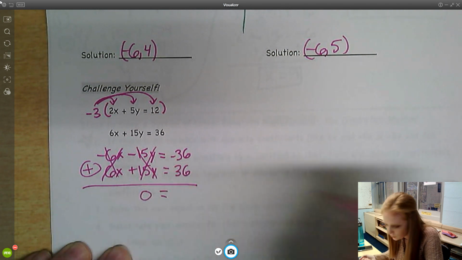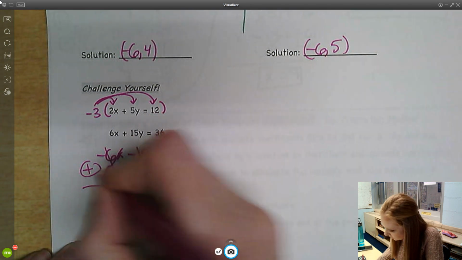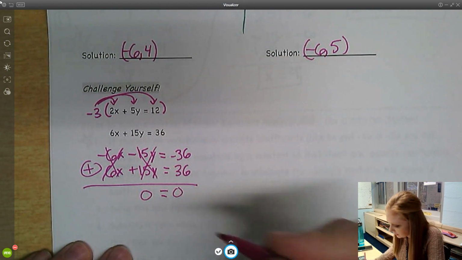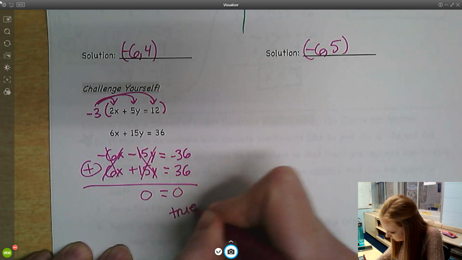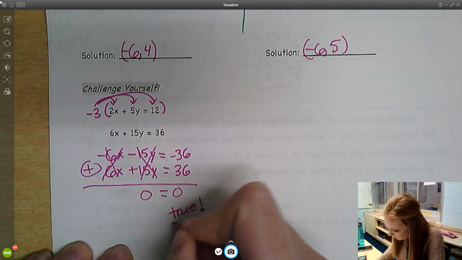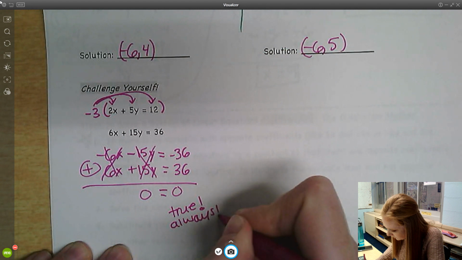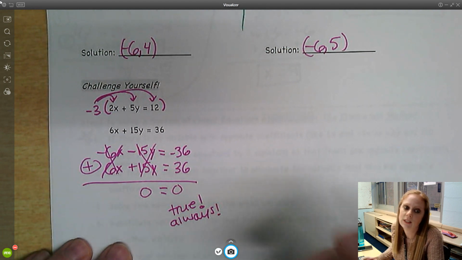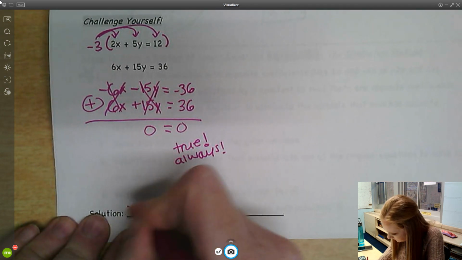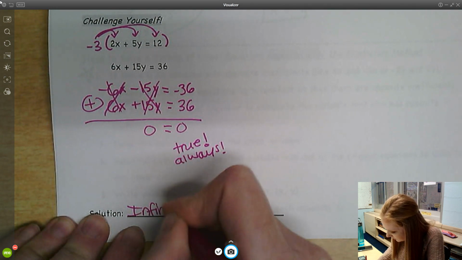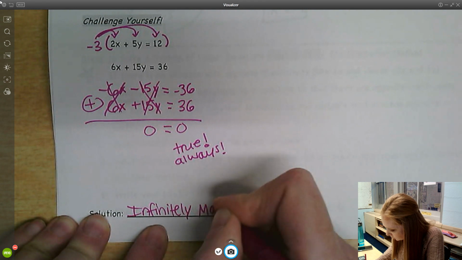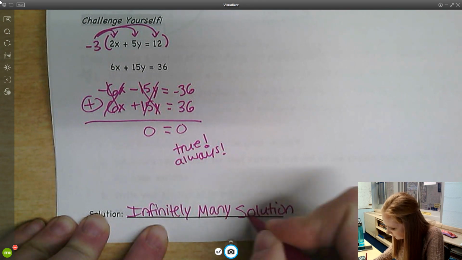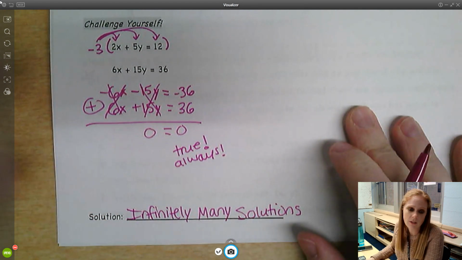So then we get 0. We have nothing on this side, so we have to write a placeholder. And -36 plus 36 is also 0. So 0 equals 0, a true statement? Yes, that's always true. Always. So whenever you get a number that equals a number, and that's true, 0 does equal 0, then it's infinitely many solutions. It would have been no solutions if you had two numbers that did not equal each other, like 0 equals 2 or something. So the challenge was infinitely many.